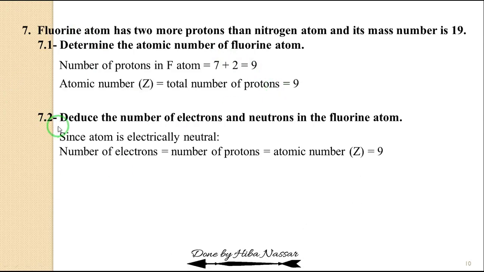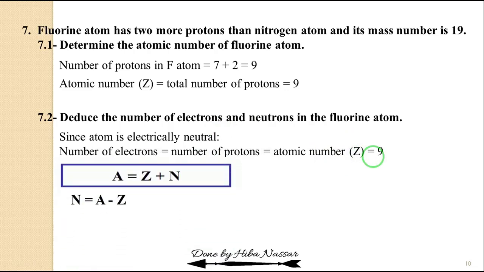Question 7.2. Deduce the number of electrons and the neutrons in the fluorine atom. Since atom is electrically neutral, we can say that number of electrons equal number of protons, it's equal to the atomic number, it's equal to 9. Now using the relation A equal Z plus N, we can calculate the number of neutrons, which is equal to 19 minus 7, it's equal to 12.